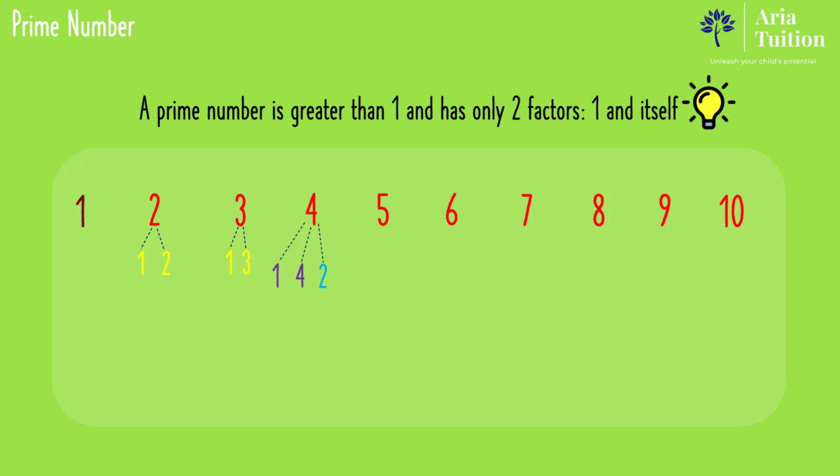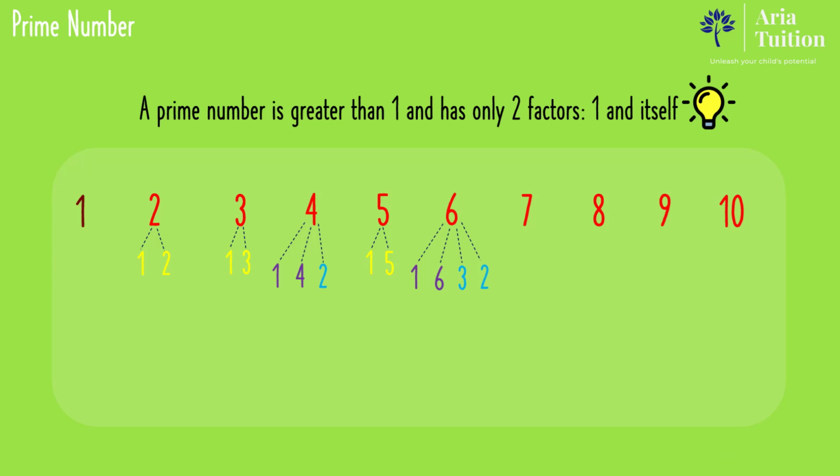What about 5? 5 is a prime number, as the factors of 5 are 1 and 5, where 1 times 5 makes 5. How about 6? Well, the factors of 6 are 1 and 6, where 1 times 6 makes 6. However, 3 and 2 are also factors, where 3 times 2 also makes 6.